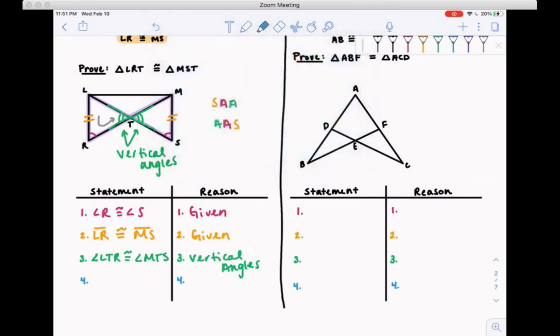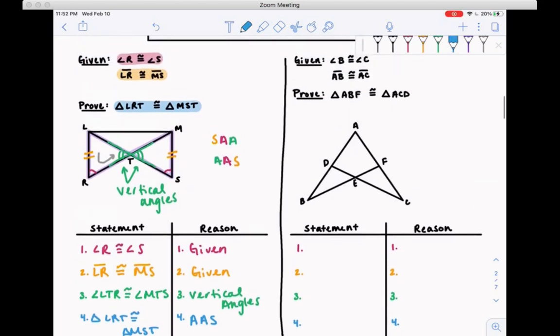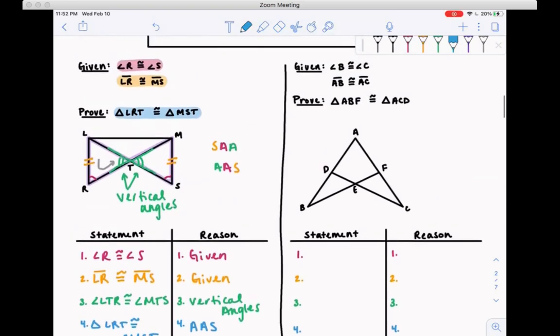So that means we can put what we were trying to prove as our conclusion. So our conclusion is that triangle LRT is congruent to triangle MST, and the reason was AAS, angle angle side congruence theorem. Okay, so that's a first proof example using one of the new theorems. Let's try one more before you practice on your own.